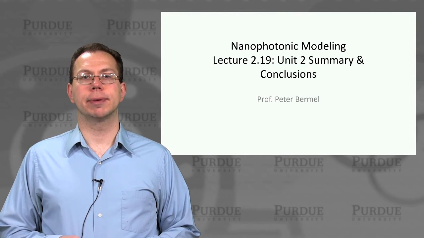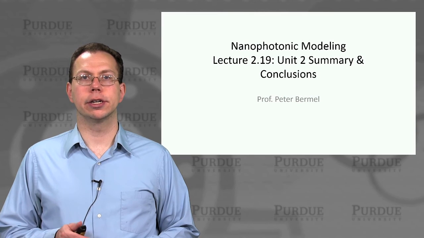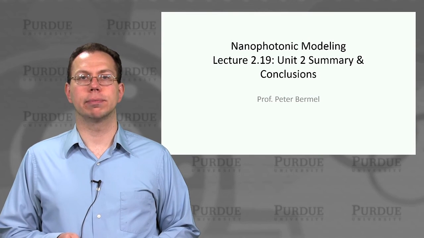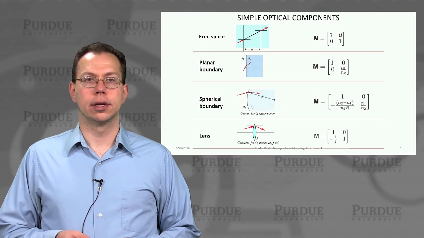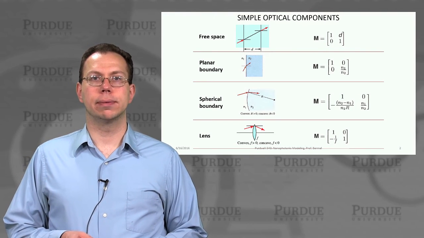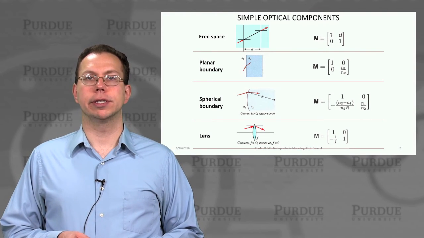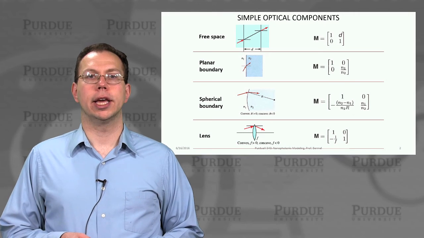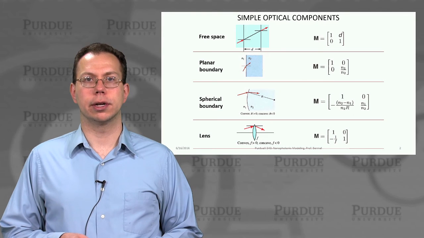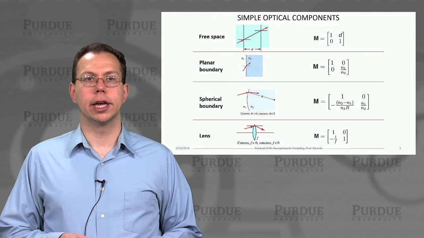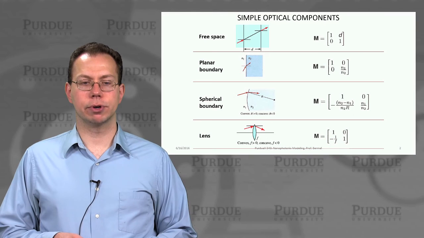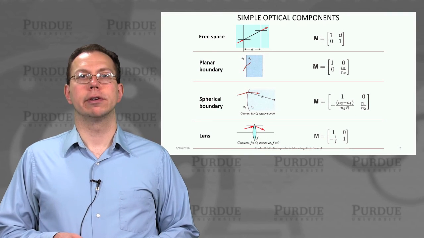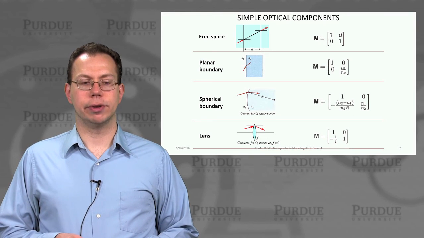In this lecture, I'm going to summarize the entire Unit 2 and then give some brief conclusions. If you recall, the point of Unit 2 was to talk about transfer matrix methods. We started off with ray optical matrix methods, and this is just showing an example of the types of ray optic transfer matrices that we considered.